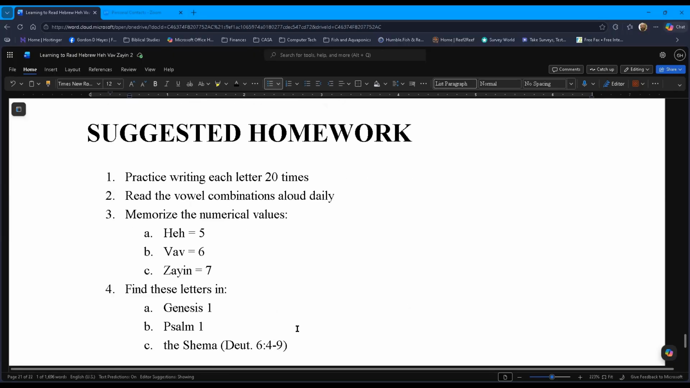So find these letters in Genesis 1. Go online, if you need to, go to Sefaria. Hebcal has wonderful Hebrew text on there. Look at Genesis 1. If you have a Bible software program on your computer that has the Hebrew volumes on it, look at it. Look and find these letters in Psalm 1. Look at the letters in the Shema, Deuteronomy 6:4-9.